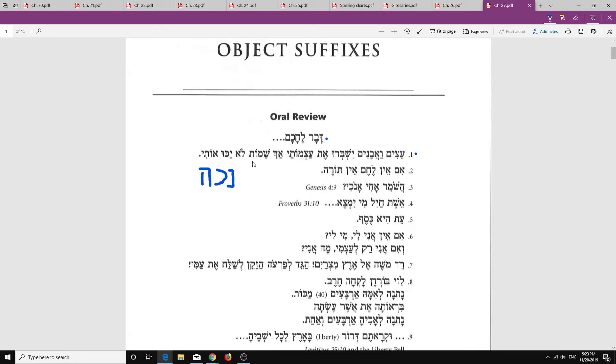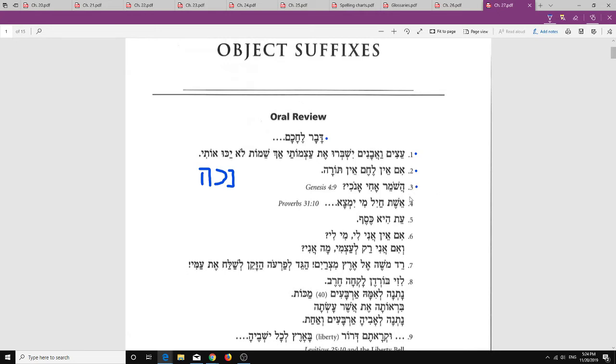Okay. Now obviously I think this is a misuse of the word names. I don't think it's used as names as in like calling people names as it is in English, but still we can kind of see where the authors are going with this. It's pretty fun. Number 2, we have im ein lechem ein Torah. So this is if there is not bread or food, there is not Torah or law. So probably it's food and law. If there is no food, there is no law.